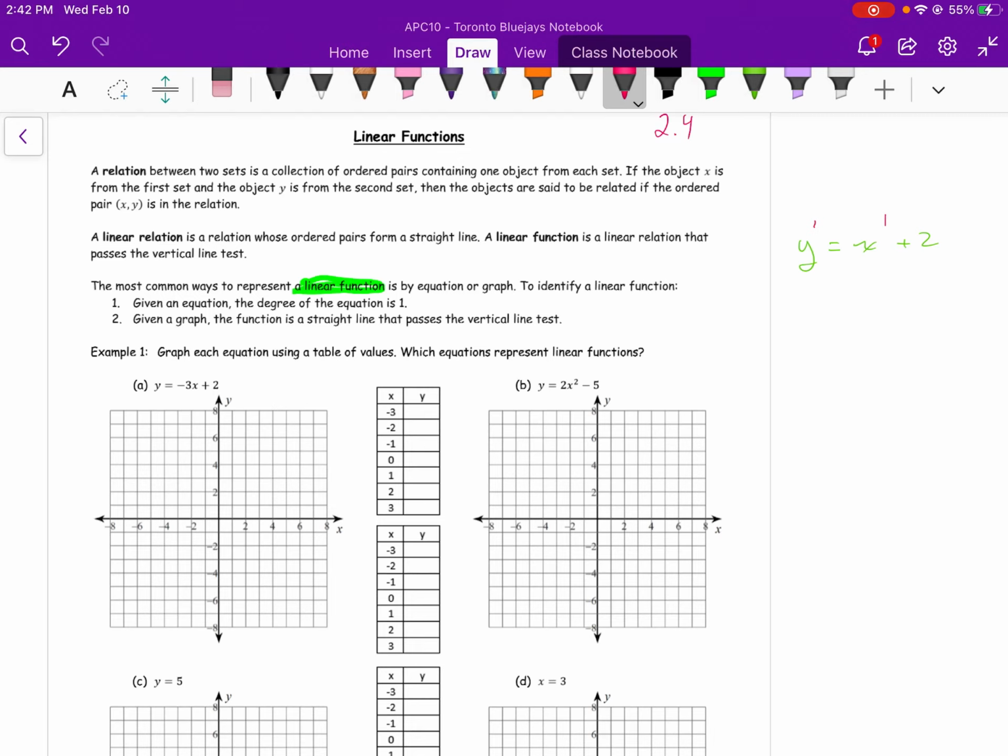The second way is by a graph. How can you recognize a linear function? Well, the function is a straight line, and the straight line passes the vertical line test. So if you have a straight line, it is a linear function. Let's take a look at what word is in linear. Straight line.